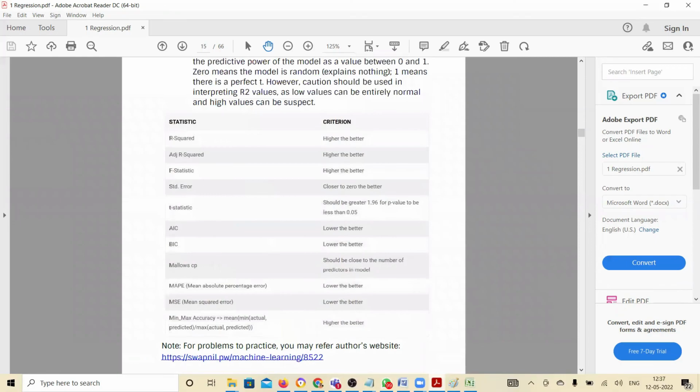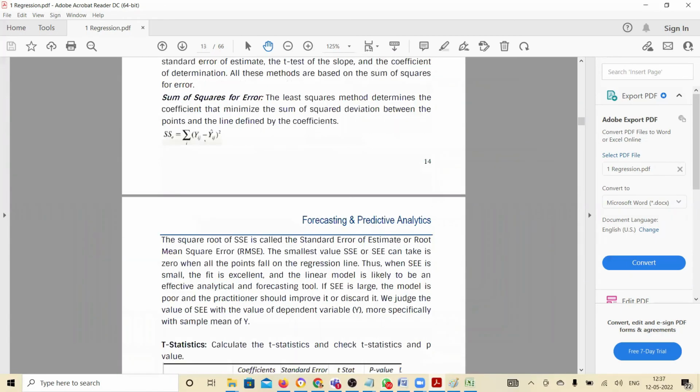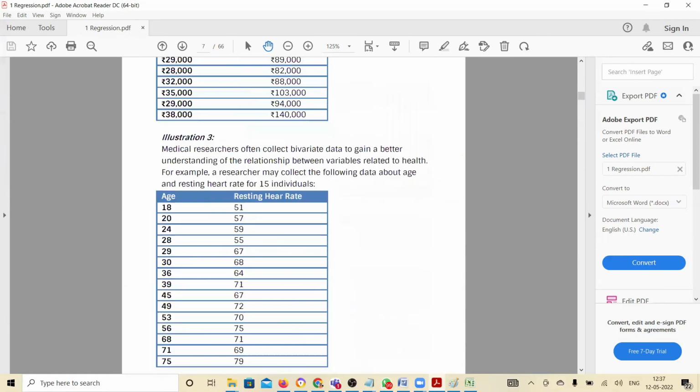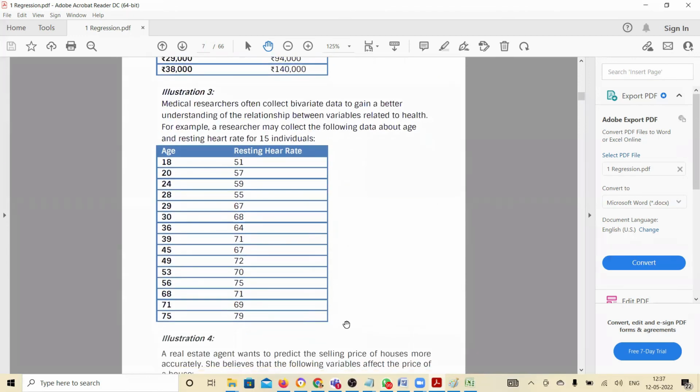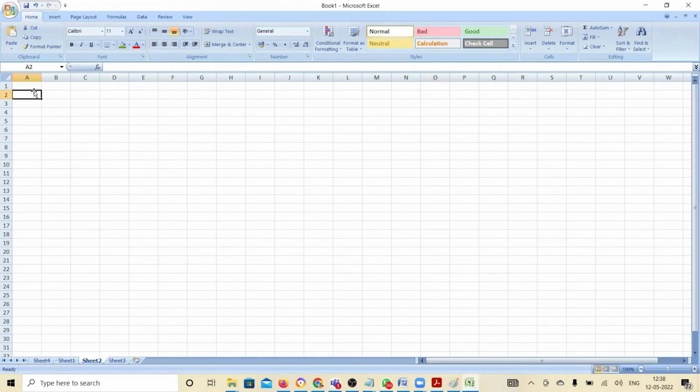bivariate discussion. If you want to perform another example, let me take another example and let's do it. So I'll take this. We are trying to predict the heart rate based on the age, right? So let's try to predict the heart rate based on the age. I'll copy this data here.